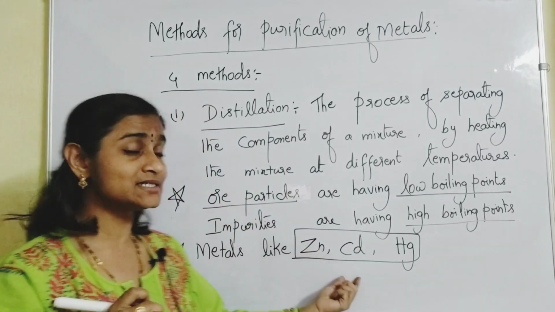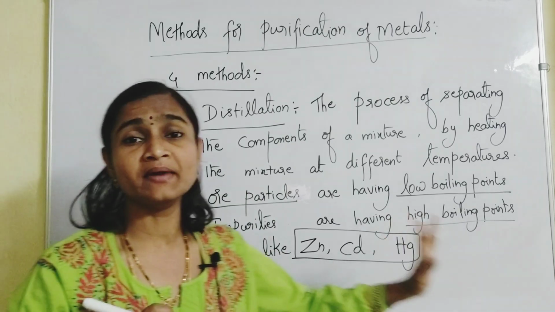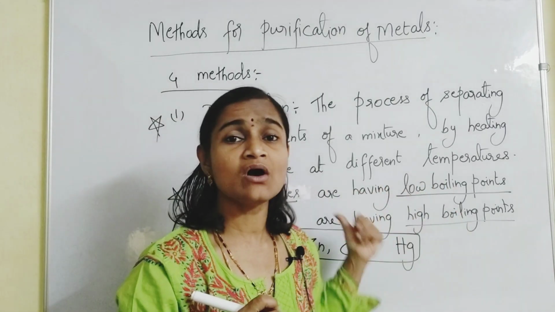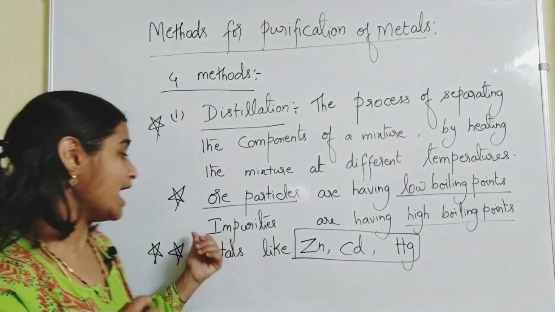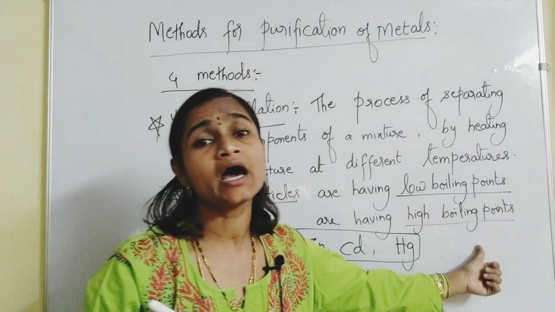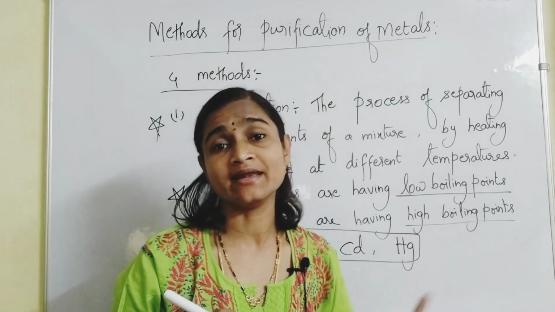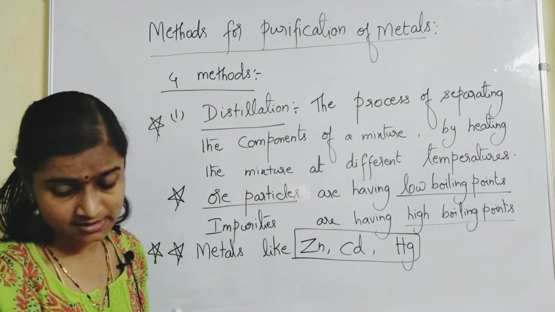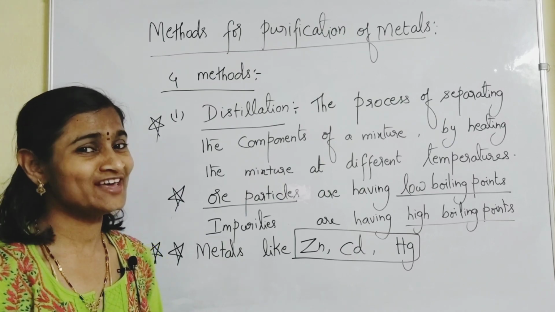Which type of metals will undergo distillation? Zinc, cadmium and mercury. Are ore particles having low boiling points or high boiling points? Ore particles are having low boiling points and impurities are having high boiling points. If you write these points, it's highly enough for class 10. So this is all about the distillation process. Please make a note. I'm going to rub the board.